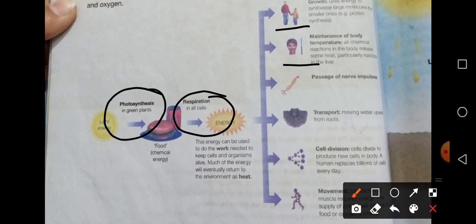Maintenance means to make certain chemicals in the body. Passage of nerve impulse. Nerve impulse means messages in the body. Transport. Transport means movement of water or food in the plants. Cell division means making new cells in the body. And movement means to move from one place to another.